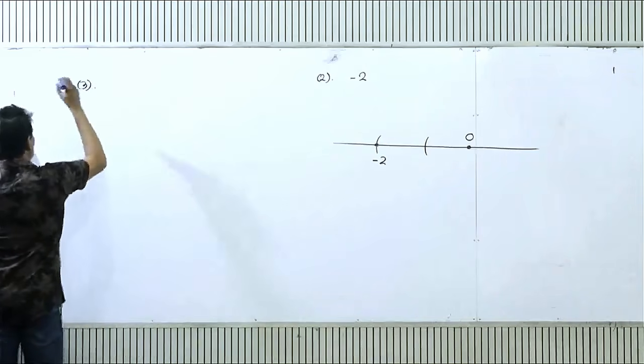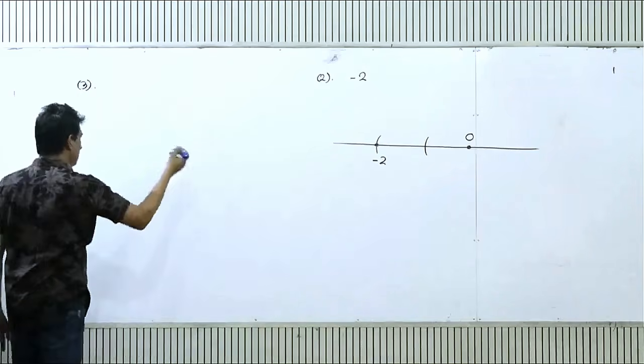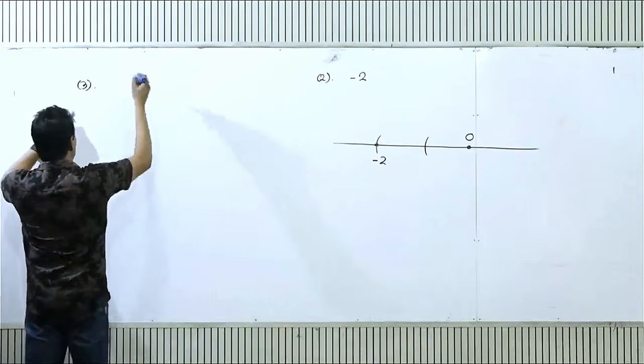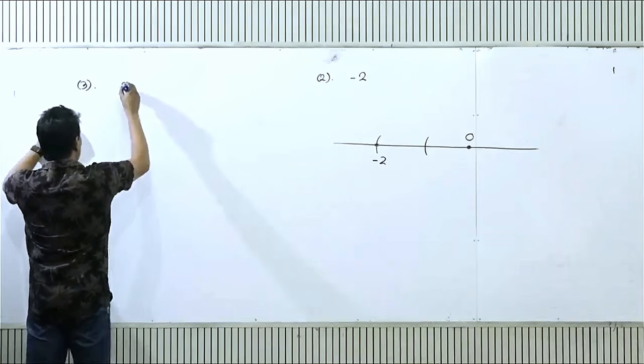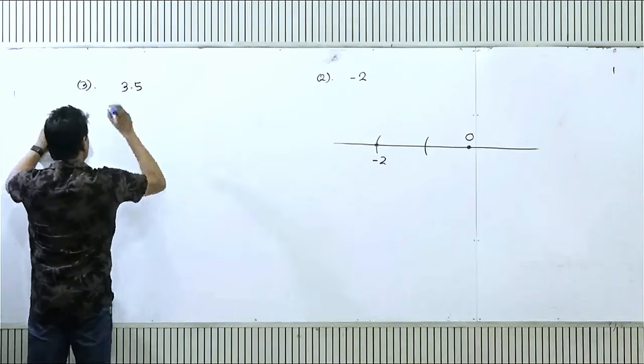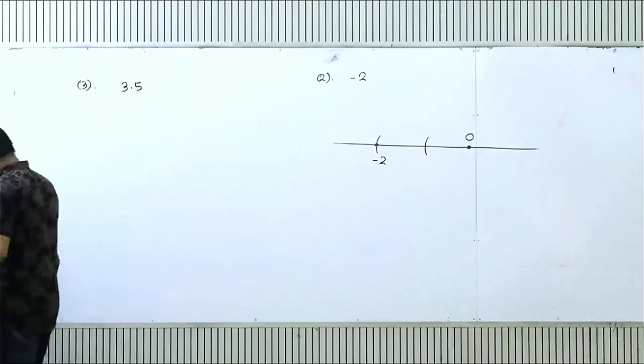Right. Then third example, you try this one. We have to mark on the real number line positive 3.5.